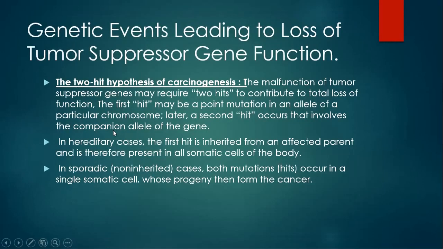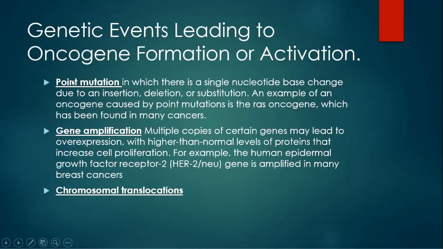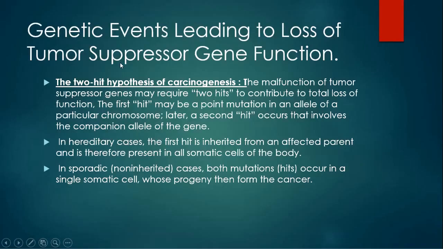So what are the events that are involved in that underactivity? As you know, in this case, we only had one mutation. It can be either a point mutation, a gene amplification, or chromosomal translocation. But for tumor suppressor gene function loss, we need a two-hit hypothesis. Two-hit hypothesis means there should be two mutations of carcinogenesis. So the malfunction of tumor suppressor genes may require two hits to contribute to total loss of the function.